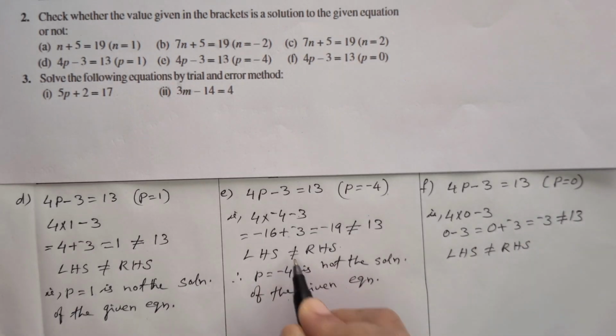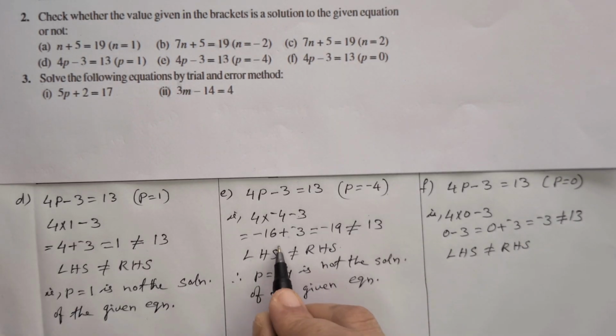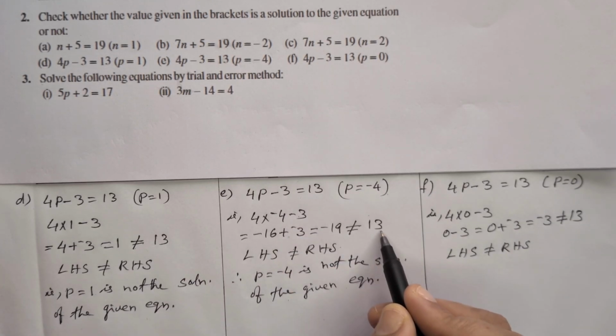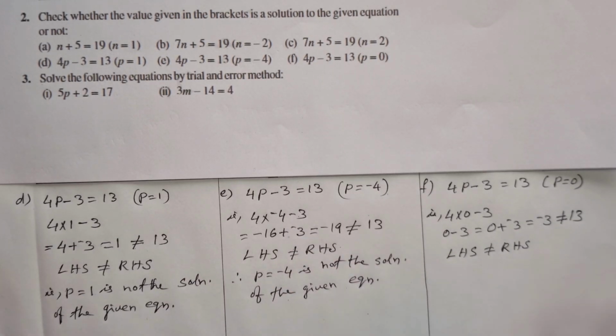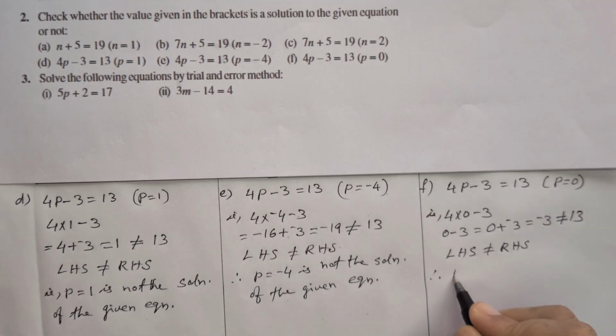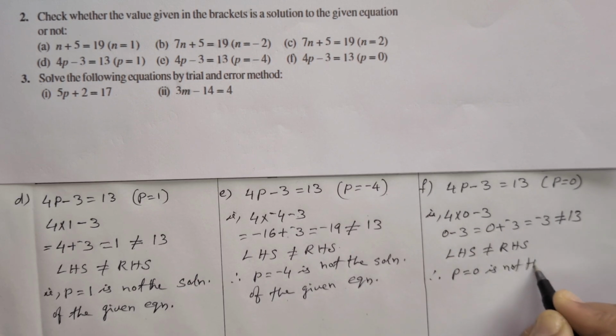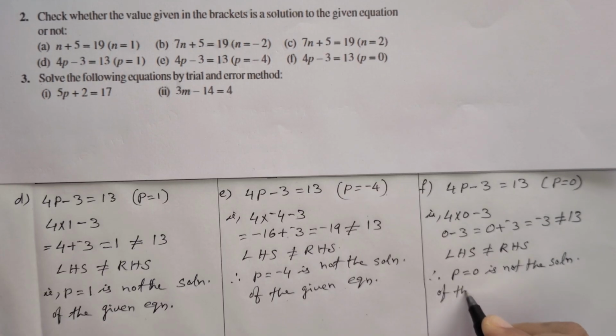Here also LHS not equal to RHS. These answers are not equal. Here minus 19 and the right side 13 are not equal. LHS not equal to RHS. Therefore, p is equal to 0 is not the solution of the given equation.